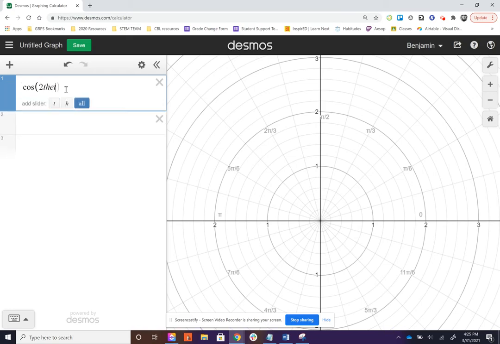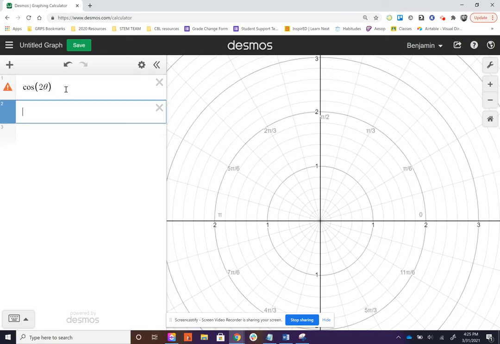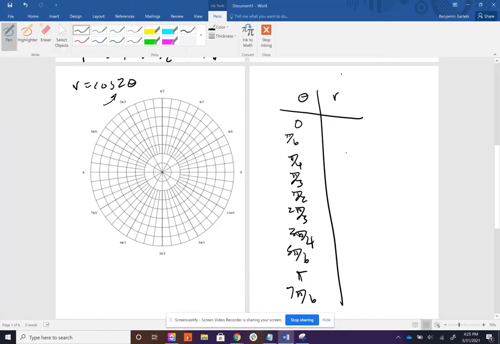Let's do it like this. Okay, so 2 theta. And so I'm just going to copy this and paste it. So we're going to do 0 here. Oops, 2 times 0. So it looks like our first input is 0 for our theta value, and r is going to be 1. Okay, let's go back.